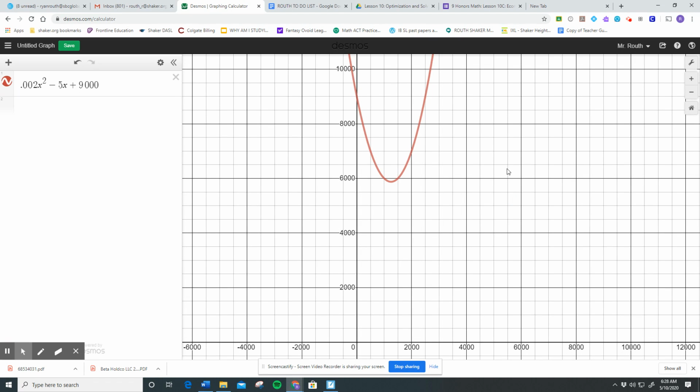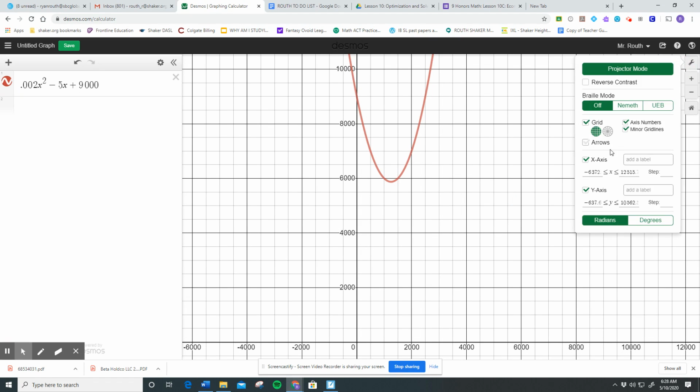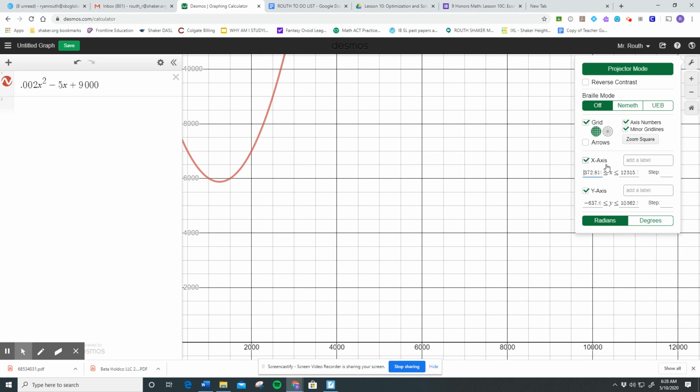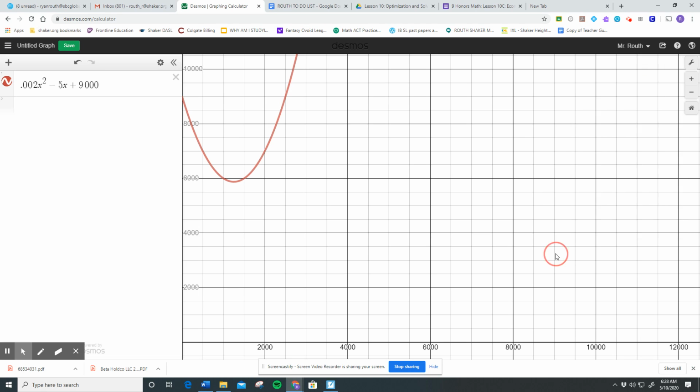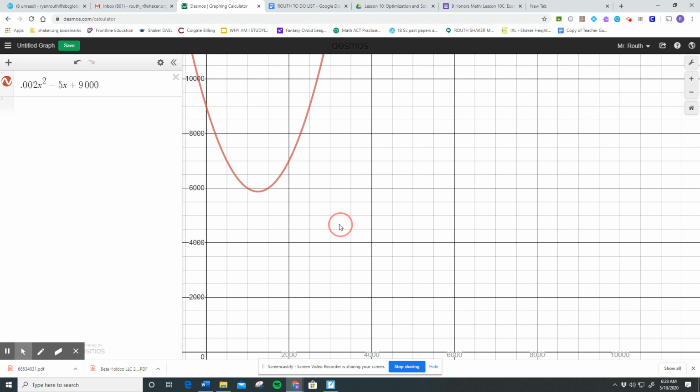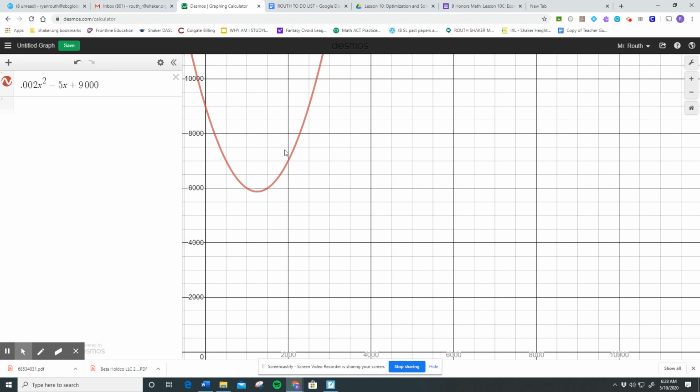I want to zoom in a little bit. I'm only going to look at from 0 to 4,000. So I go into the wrench and change my X, or at least I'll get rid of the negative values, since that doesn't make any sense in the context of this problem. Okay, so here's my parabola, and I'm looking for the vertex. Well, Desmos makes it easy, right? I just click on it, and I get 1250, 5875.